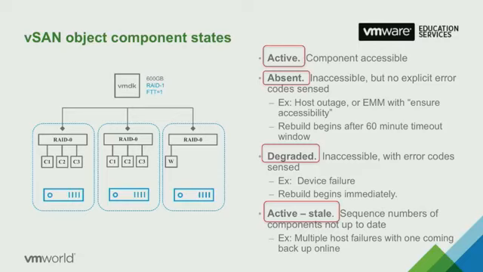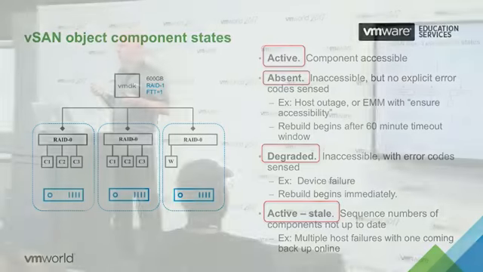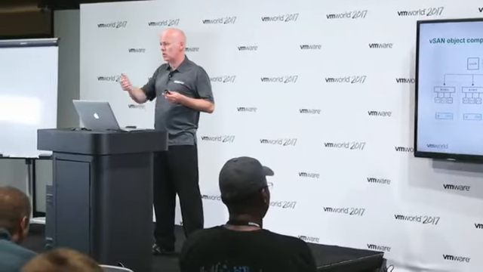So what happens is when a component goes absent, so maybe a network cable could have been unplugged from a host. So if you unplug your network cable from your host, it's going to go absent because vSAN can't see it anymore. Okay? Now, what it will do is, or maybe you put a host in maintenance mode, it will go absent. Okay? And what it will do is it will wait 60 minutes.